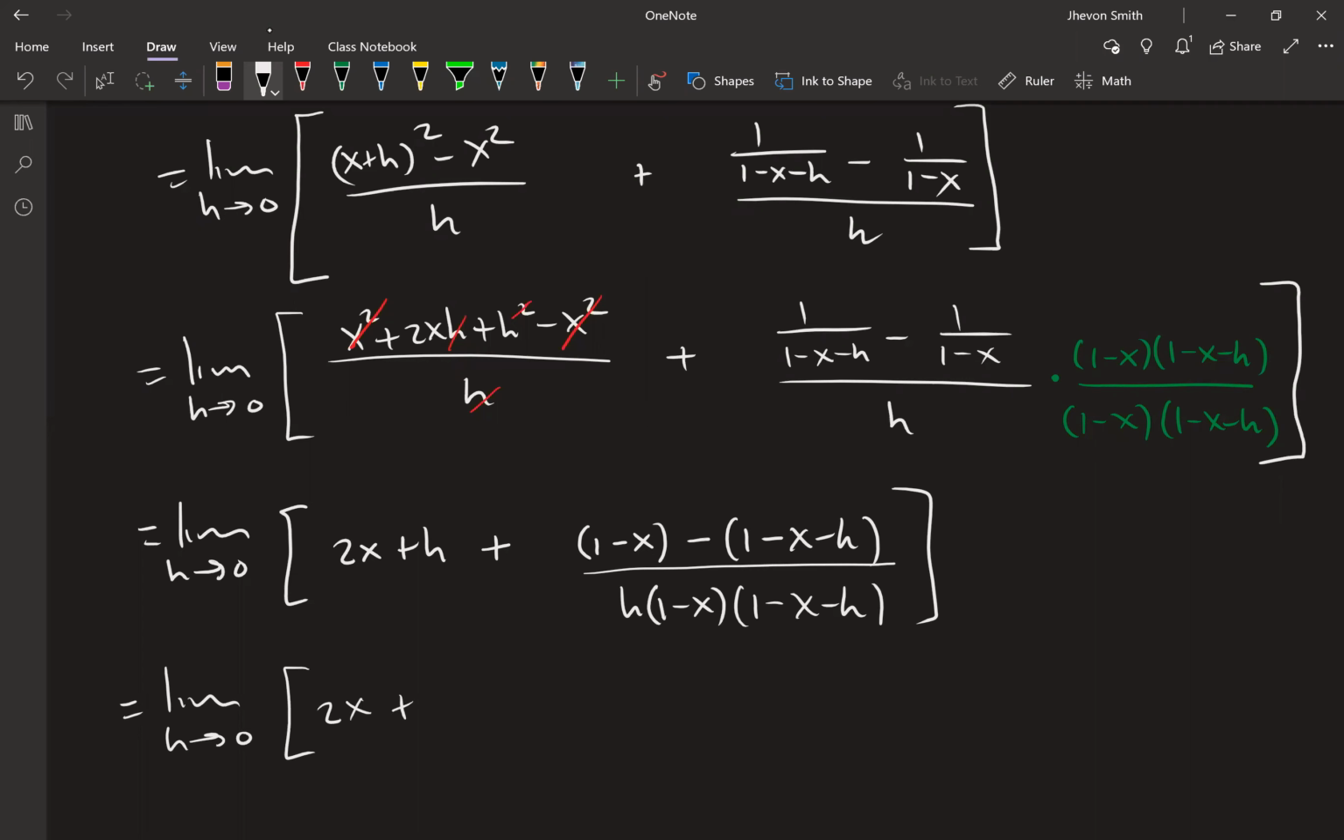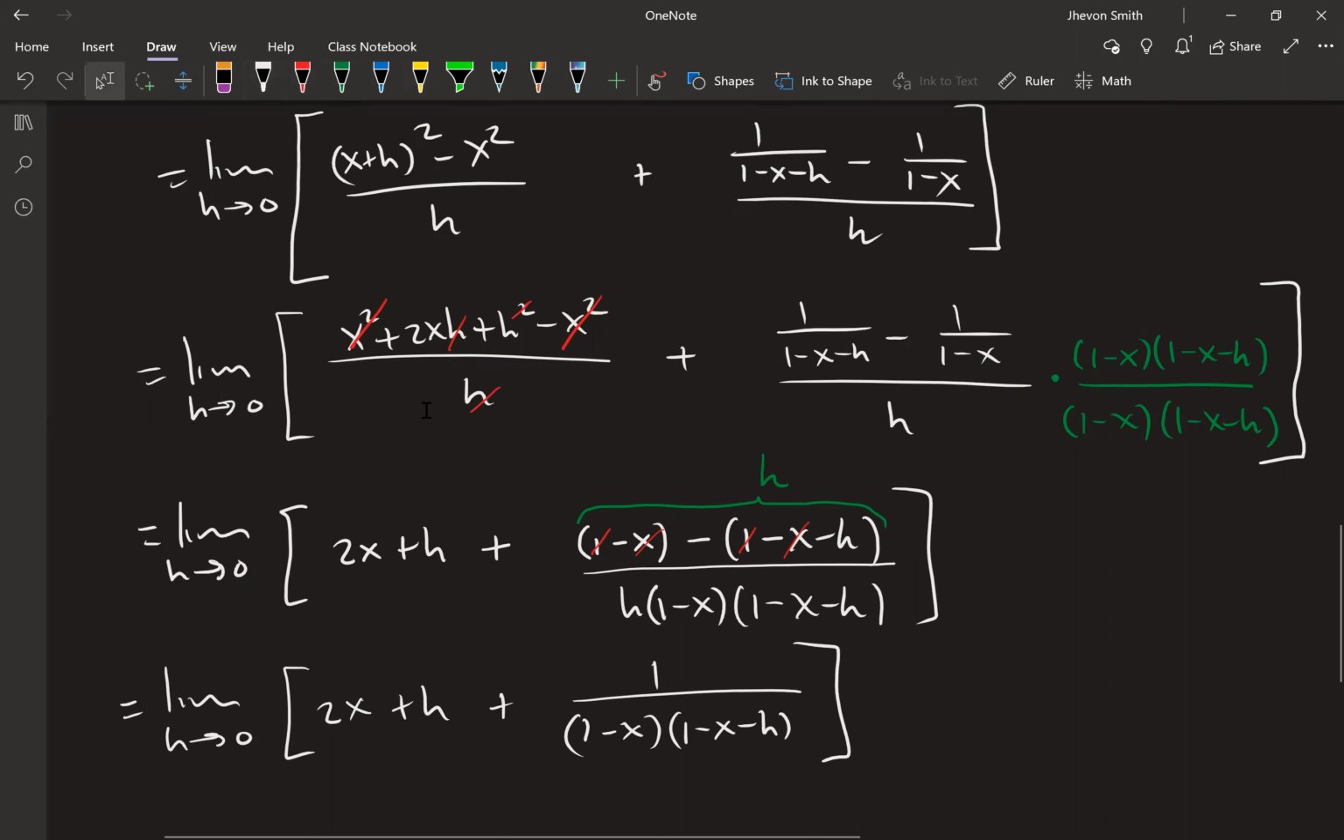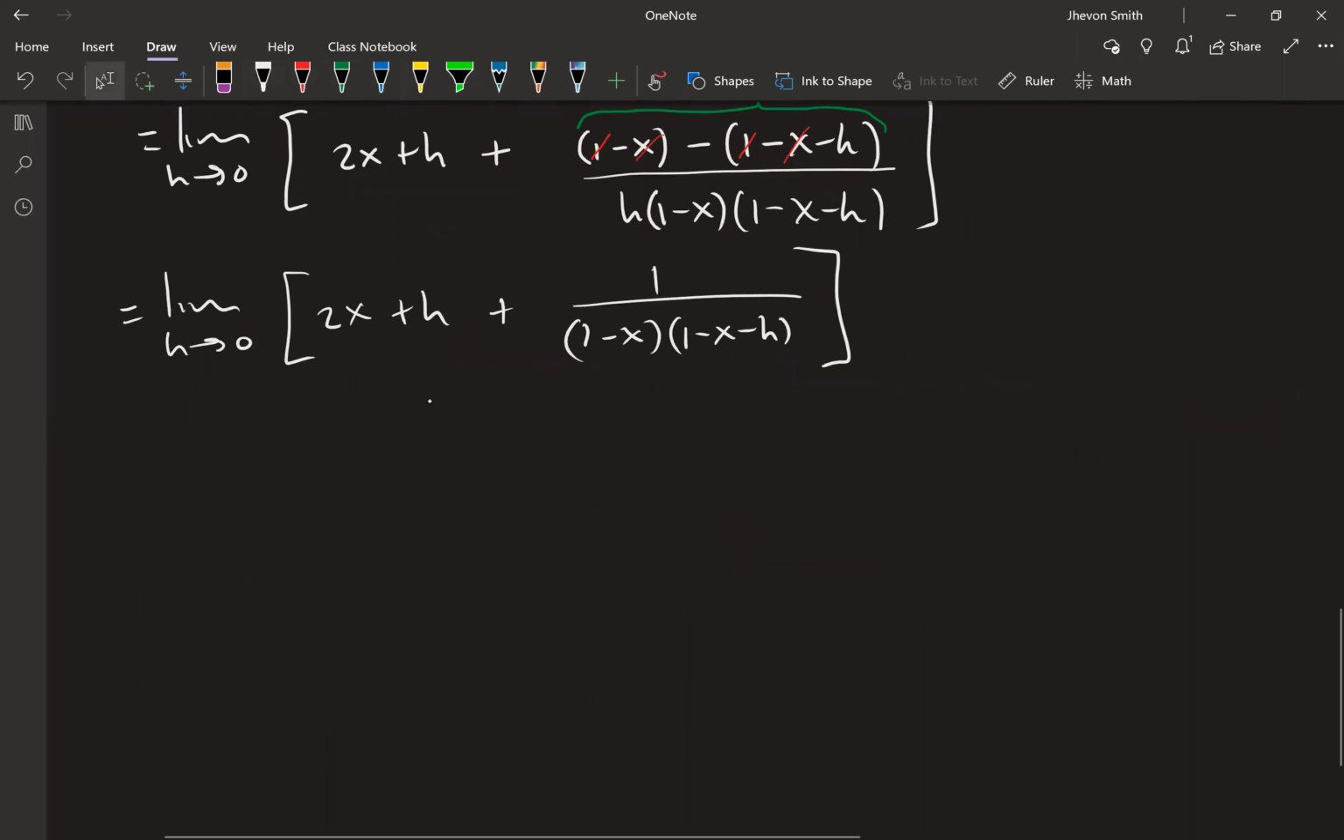This is 2x plus h, and the numerator here is going to be, well, 1 minus 1, that's going to die, minus x minus a minus x, and then I'll just be left with h on the top. So that actually cancels. And so I'm left with 1 over 1 minus x times 1 minus x minus h. And at this point, no division by 0 will happen if I plug in h equals 0. So that leaves me with the final answer.